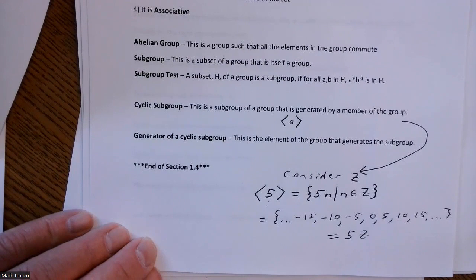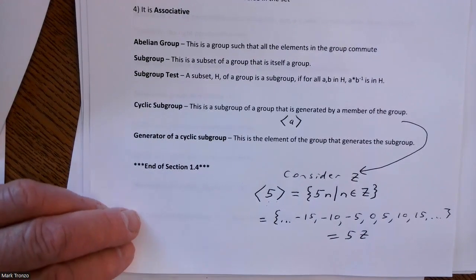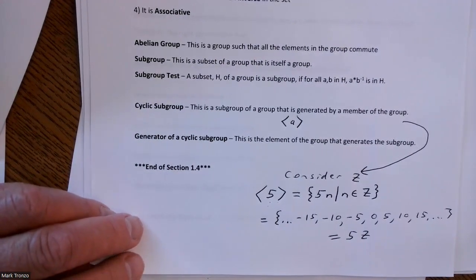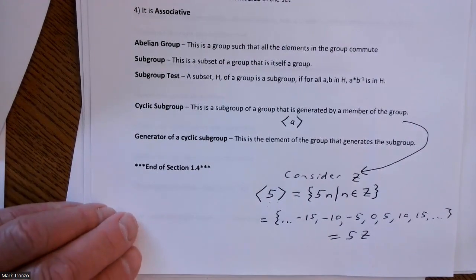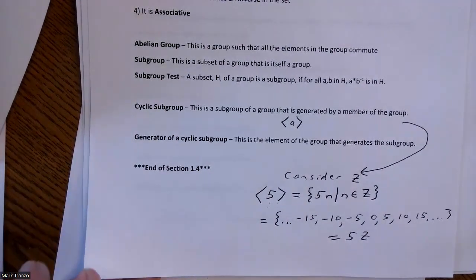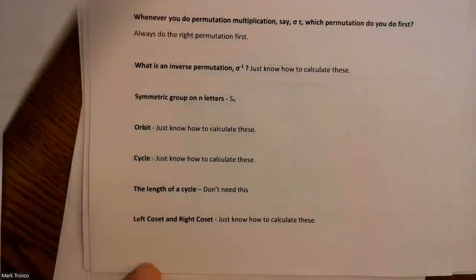That makes sense. And if it's multiplication, then you would multiply the thing over and over again with itself to generate the subgroup. Any questions?